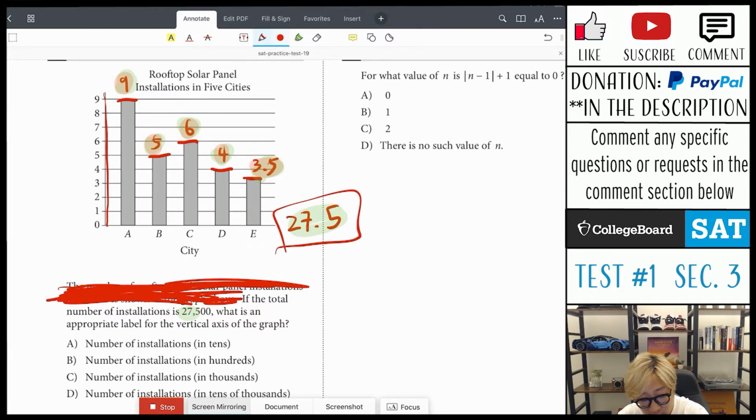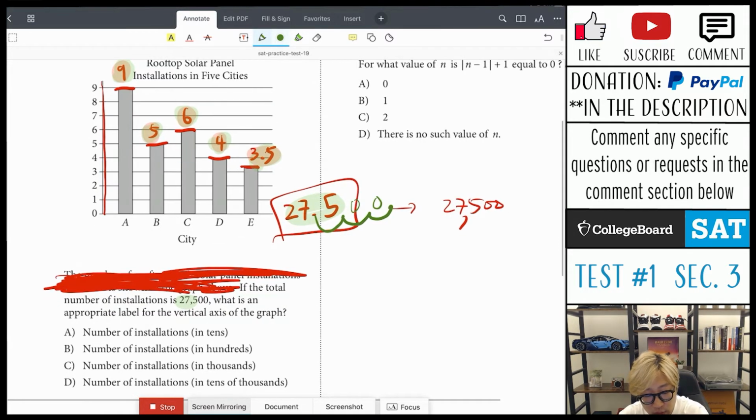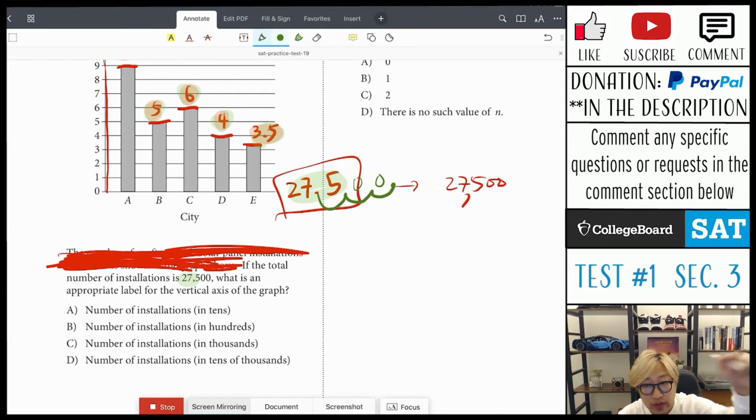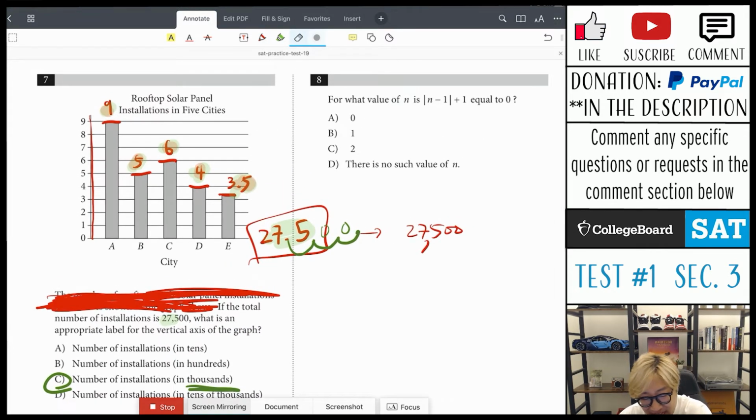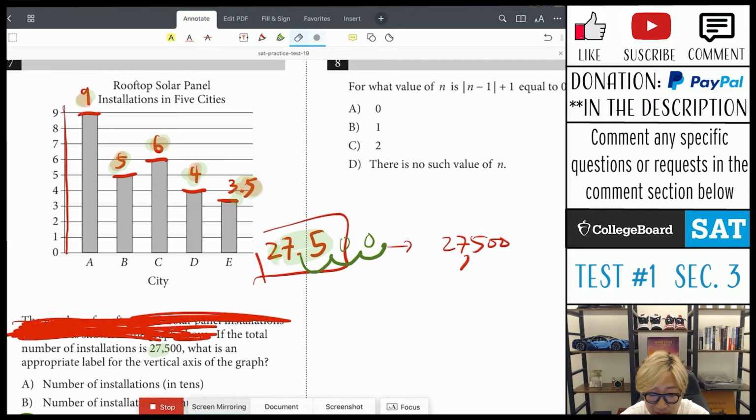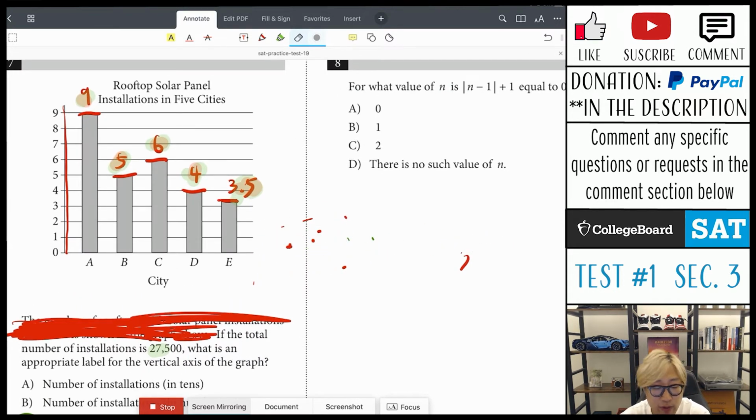So basically 27.5 became 27,500 like this. What happened? I had to move 3 times to make it 27,500. So move 3, that means 3 zeros, and that's thousands. Yes, you are allowed to use a calculator, but let's be real. What's faster? Just calculator, or just think, oh yeah, that's probably going to add up to 27.5. Anyway, whatever floats your boat.